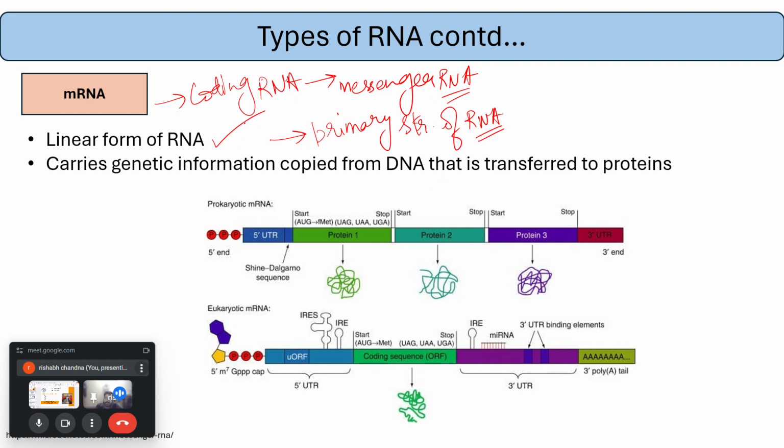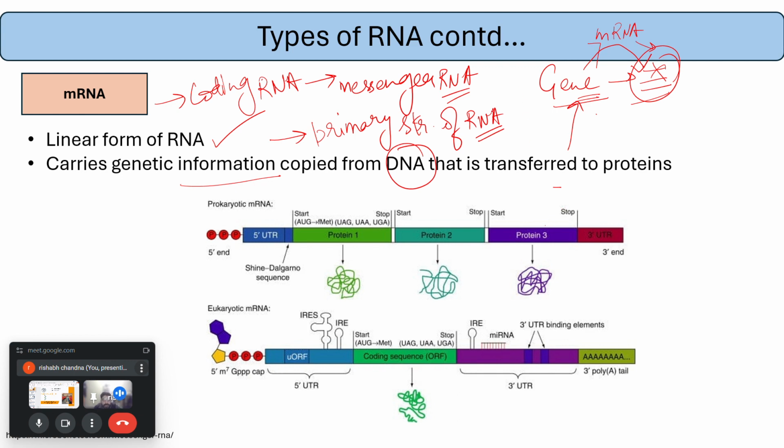Then the major function is that it carries genetic information copied from the DNA that is transferred to the protein. So for example, we have a gene encoding a protein. For the gene to come up with the phenotypic response, it forms a protein X. So this gene to protein X is linked: the gene transmits information through mRNA that forms the protein. This is basically the main function of the mRNA.